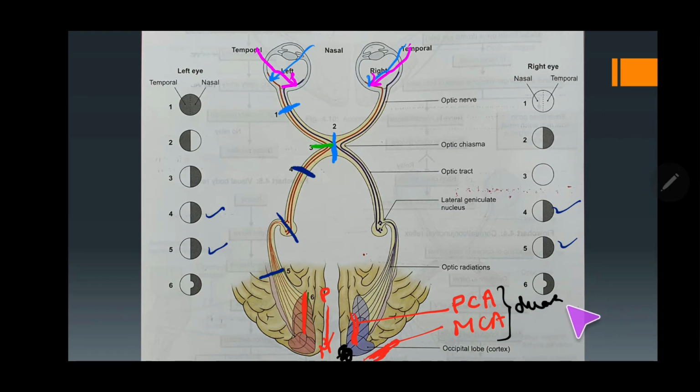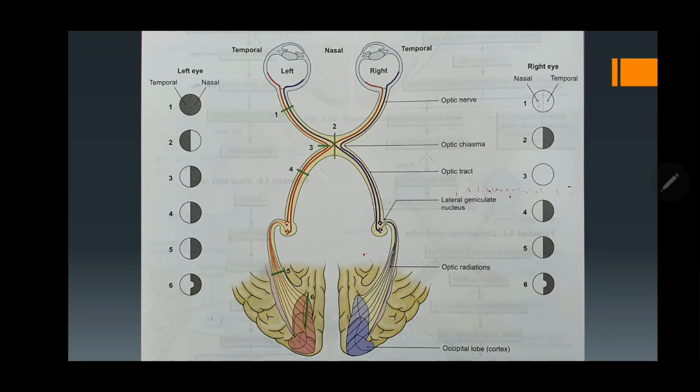Dual blood supply. Dual blood supply on the macular fibers. Okay, so that was about this diagram.